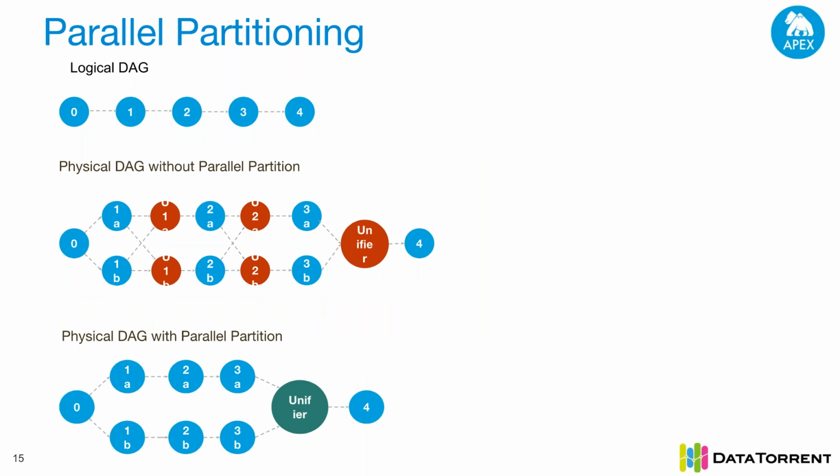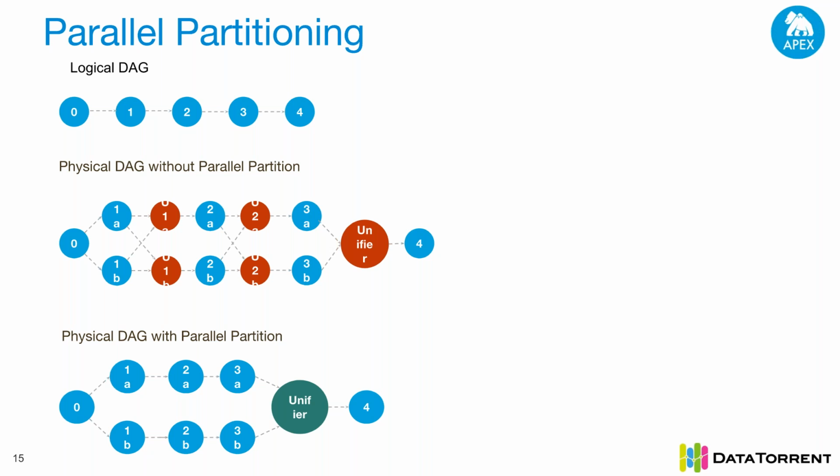The next thing is the parallel partition. Parallel partitioning is kind of unique to Apache Apex. If you look at the first logical DAG and the DAG without parallel partitioning, you will see there are multiple unifiers inserted between 1A, 2A, and 2A and 3A, and at the same time 1B, 2B, and 2B and 3B. These unifiers are redundant, so you can get rid of them and ensure that you have 1A, 2A, 3A, as well as 1B, 2B, 3B as parallel pipelines.